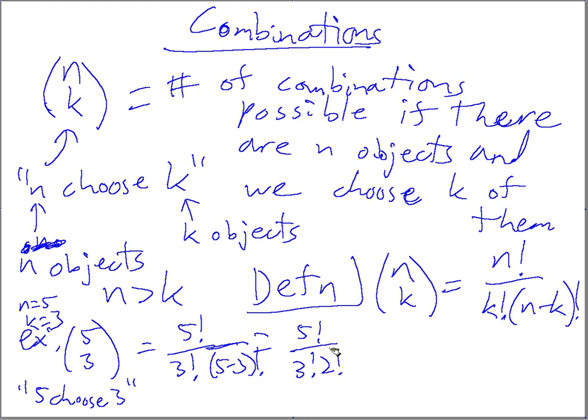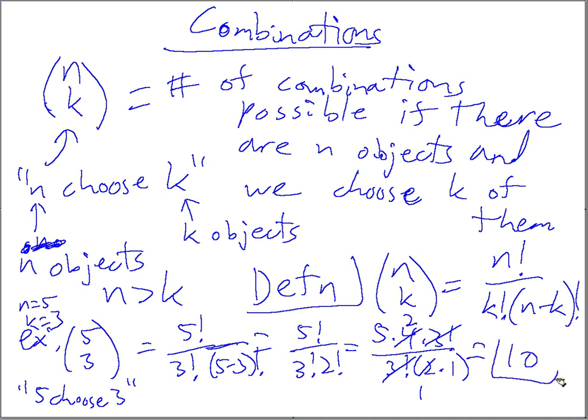Can we see that? Now let's do this calculation here then, right? So I can write this as 5 times 4 times 3 factorial, because I want to cancel this 3 factorial down here, divided by 3 factorial. 2 factorial is going to be 2 times 1, right? So the 3 factorials cancel out. So this is going to be what? 5 times 4 divided by 2. So let me cancel the 2 with the 4 to get 2 up here. Can we see that? So 5 times 2 is going to be what? 10. So there are 10 different combinations possible if I have 5 objects and I'm choosing 3 of them. Okay, does that make sense?